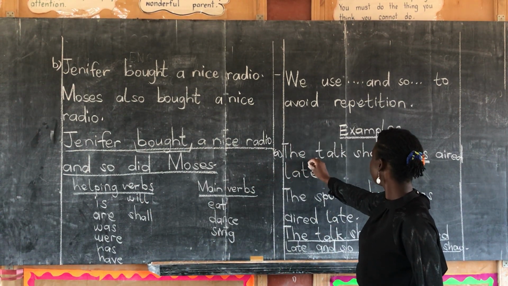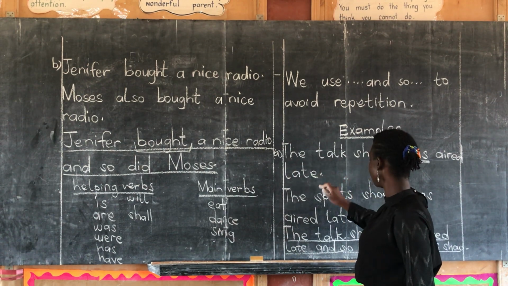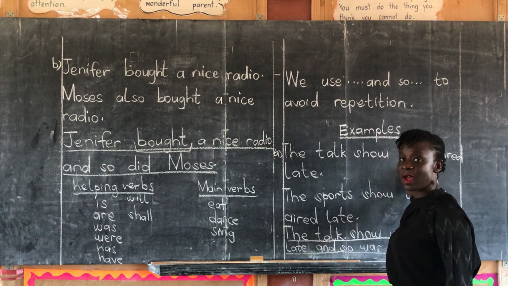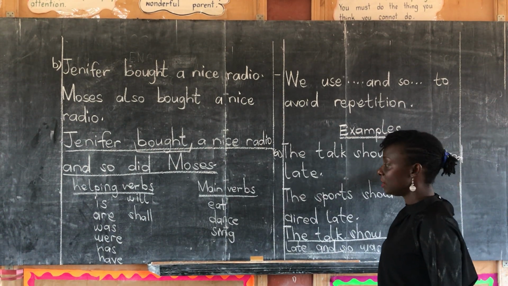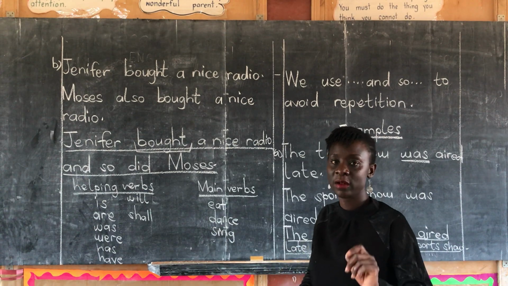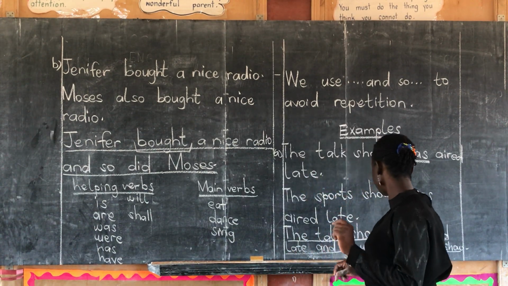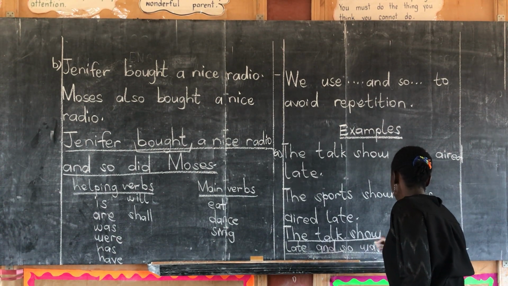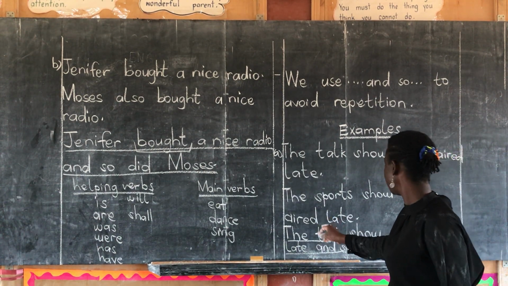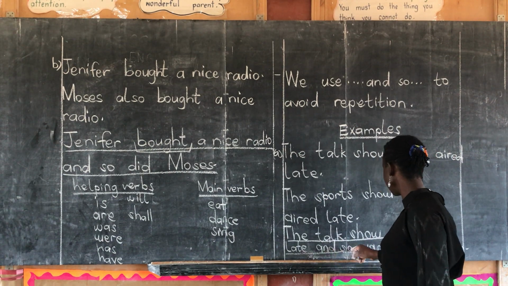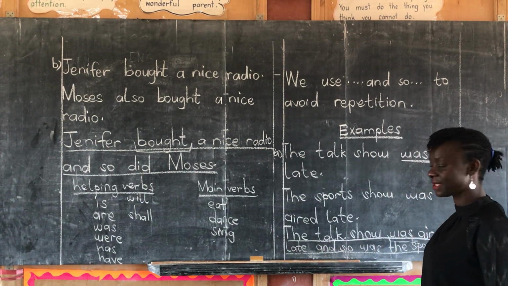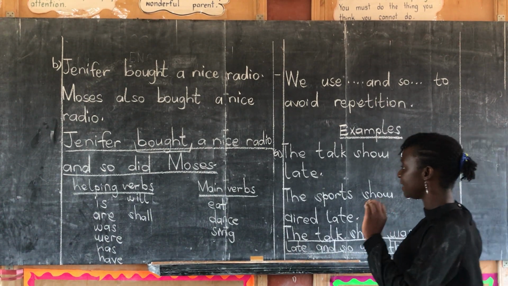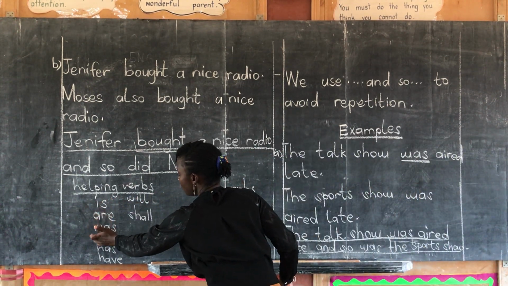Now, when you look at this, the talk show was aired late, the sports show was aired late. We have a helping verb in these sentences. So if the sentence has a helping verb, it is that helping verb that we use in our answer. The talk show was aired late and so was the sports show. If there is a helping verb, you use it.